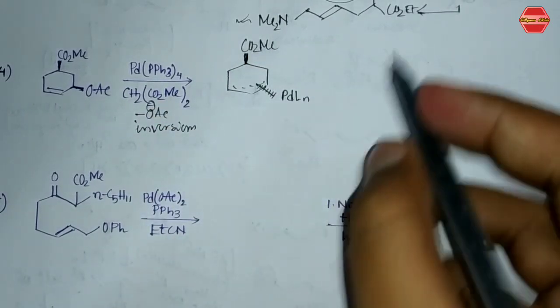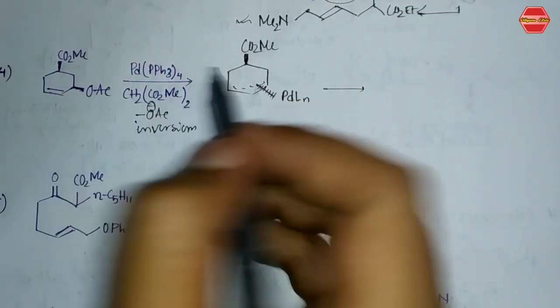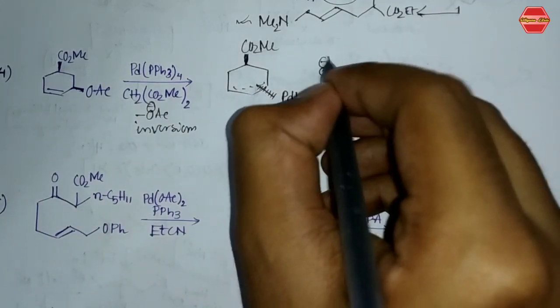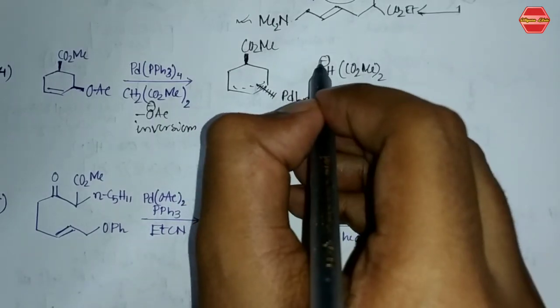Now the next thing is the nucleophile which will attack over here. So the nucleophile is this one. You can see the CH2, this is a quite active methylene group. So this CH minus, sorry, CH(CO2Me)2 minus. Now this will also attack from here.